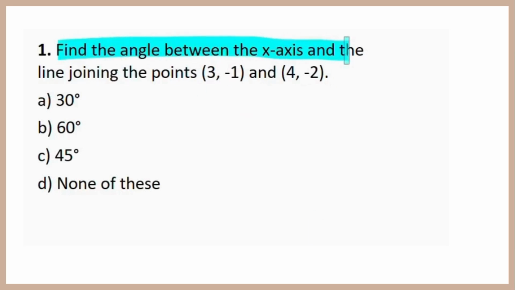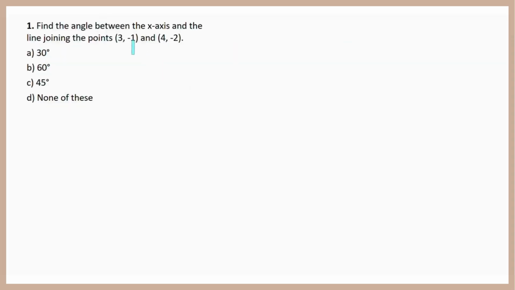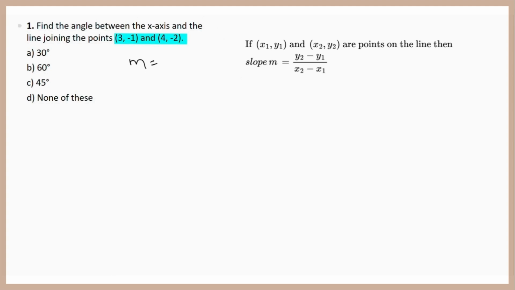In this question, we have to find the angle between the x-axis and the line joining points (3, -1) and (4, -2). So the first thing that we can do is to obtain the slope of this line using the formula m equals y2 minus y1 over x2 minus x1. So it's minus 2 minus minus 1, that is plus 1, over 4 minus 3. So this gives you minus 1 divided by 1. So we got the slope of the line as minus 1.